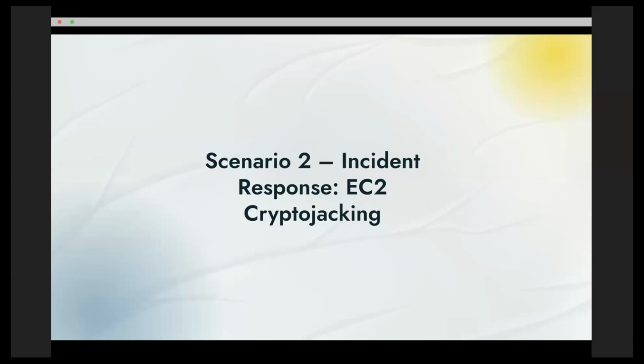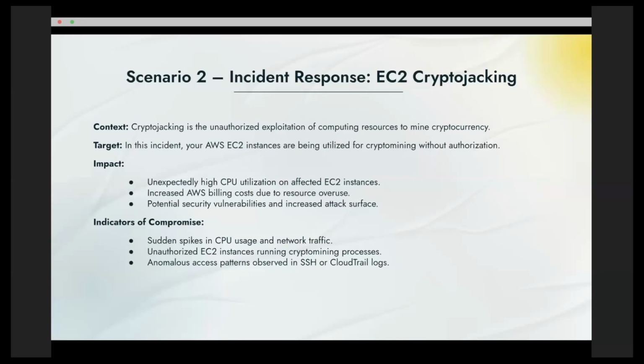So coming to scenario 2, we have incident response for EC2 cryptojacking. So what exactly is cryptojacking? Cryptojacking is the unauthorized exploitation of computing resources to mine cryptocurrency. So basically, oftentimes attackers hack the EC2 instances and run a crypto miner on top of it. That will lead to high CPU utilization.